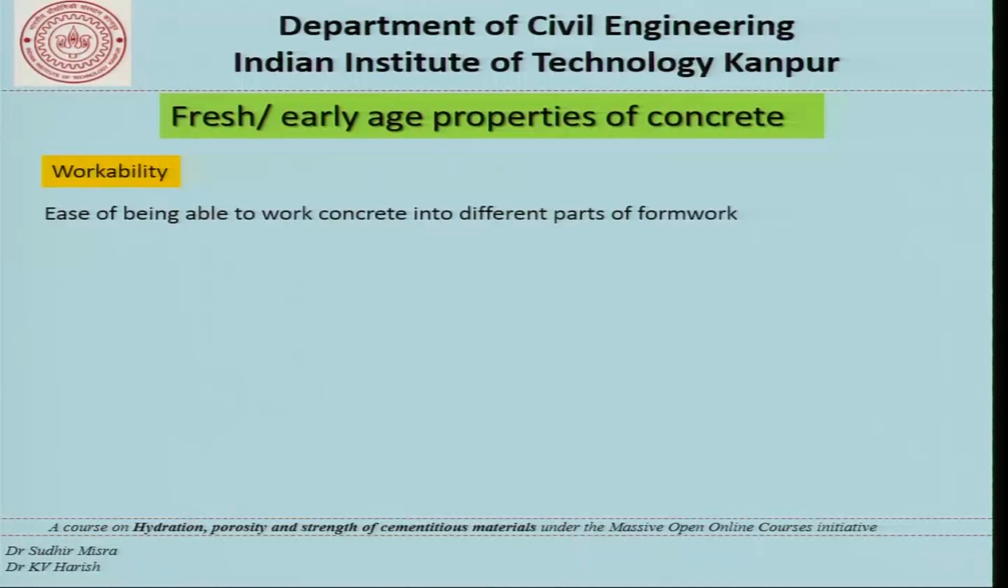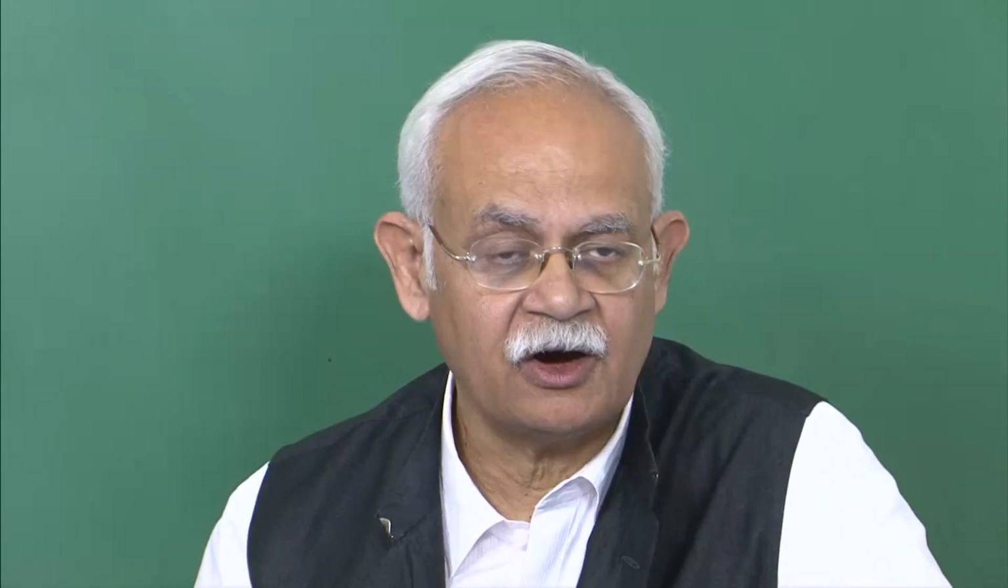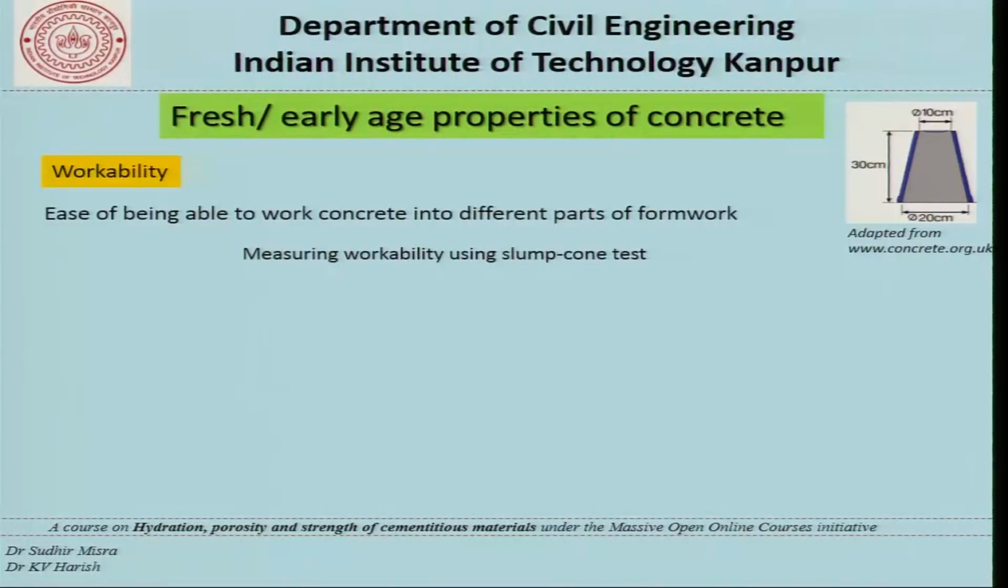Workability is basically the ease of being able to work concrete into different parts of the formwork. Essentially, that means that a concrete will be deemed to have a high workability if it is easier for the concrete to fill all the spaces in the formwork. In the extreme case, a concrete that behaves like a liquid is very highly workable. This workability, the most commonly used test having a wide range of application is the slump cone test.